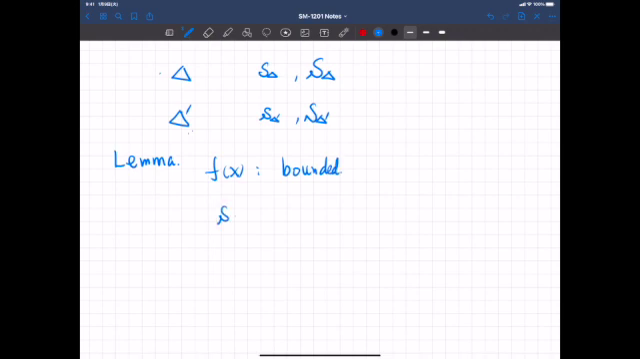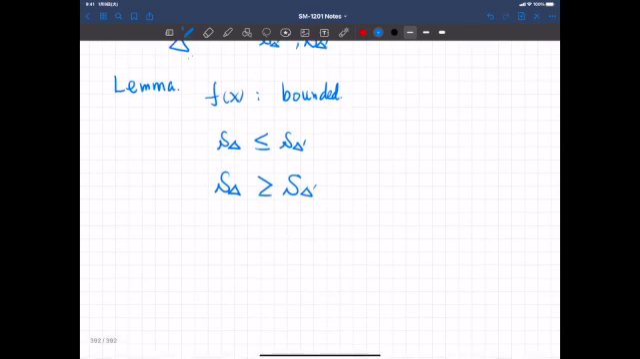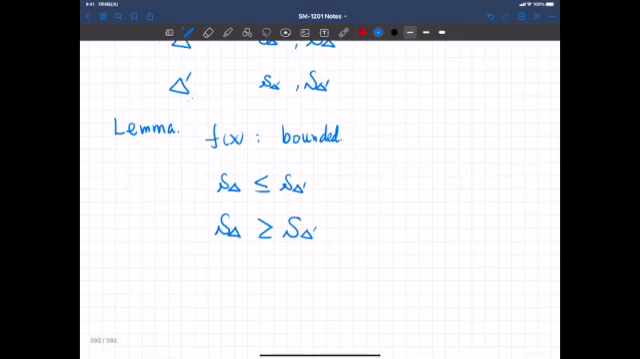Then we have this inequality. The lower Riemann sum of delta is less than or equal to the lower sum of delta prime, and the upper Riemann sum of delta is greater than or equal to the upper Riemann sum of delta prime. So this means if we refine our partition, then the lower Riemann sum becomes larger, greater, and the upper Riemann sum becomes smaller or less. Okay.